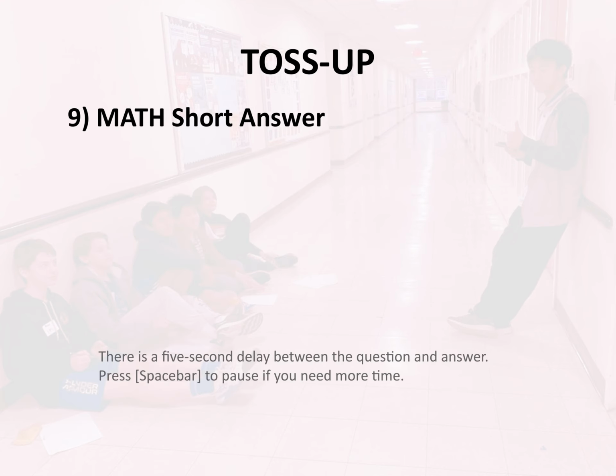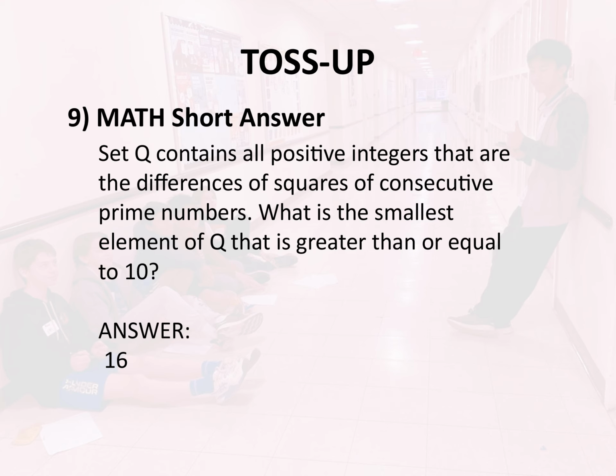Toss-up 9. Math. Short answer. Set Q contains all positive integers that are the differences of squares of consecutive prime numbers. What is the smallest element of Q that is greater than or equal to 10? Answer: 16.